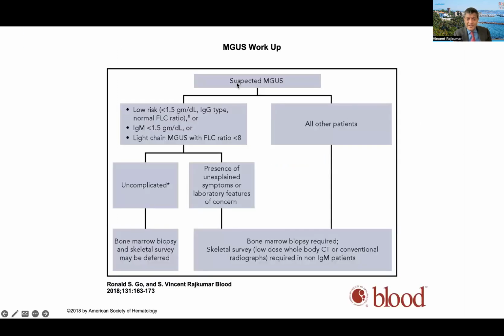Patients with suspected MGUS, if they have a low risk MGUS, less than 1.5 grams, these are the most common referrals we get. Small MGUS, IgG type, normal light chain ratio. Or if it's an IgM MGUS, where there is really low risk of renal failure or lytic bone lesions. Or a light chain MGUS, where the free light chain ratio is abnormal, but only slightly, and the ratio is less than 8. If there's nothing really worrisome, uncomplicated, everything looks okay. Somebody just ordered a free light chain assay or an SPEP and they found this finding.